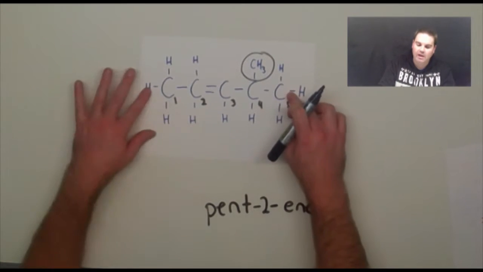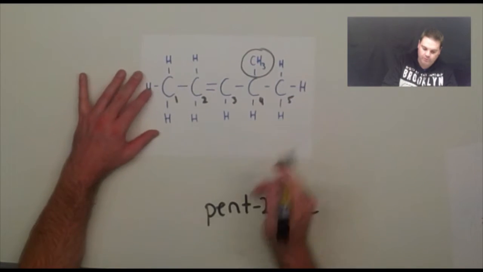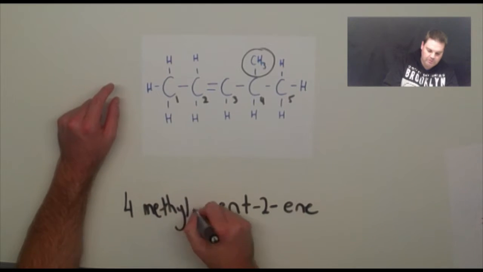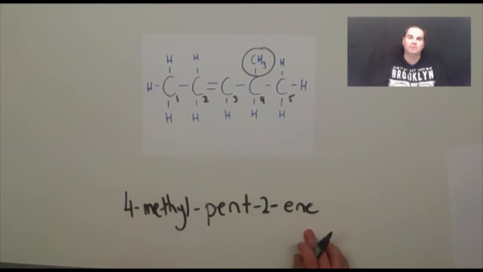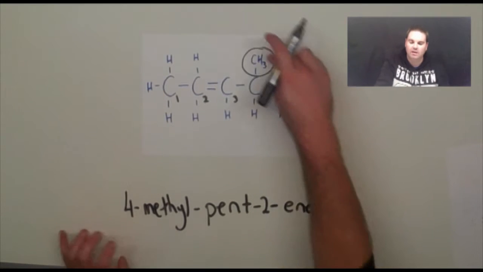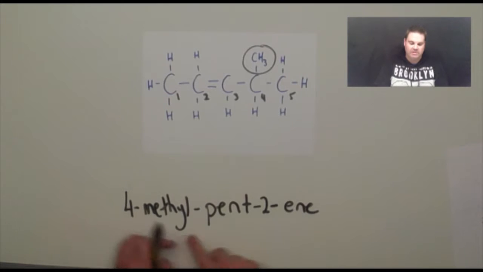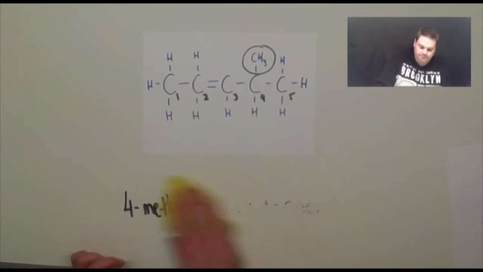That's our carbon chain, and then we've got a methyl group on the fourth carbon. So it's 4-methylpent-2-ene. Okay, looking at our longest chain again, we've got a side chain here and we've got a double bond in there, which is our alkene. So we name it as 4-methylpent-2-ene.